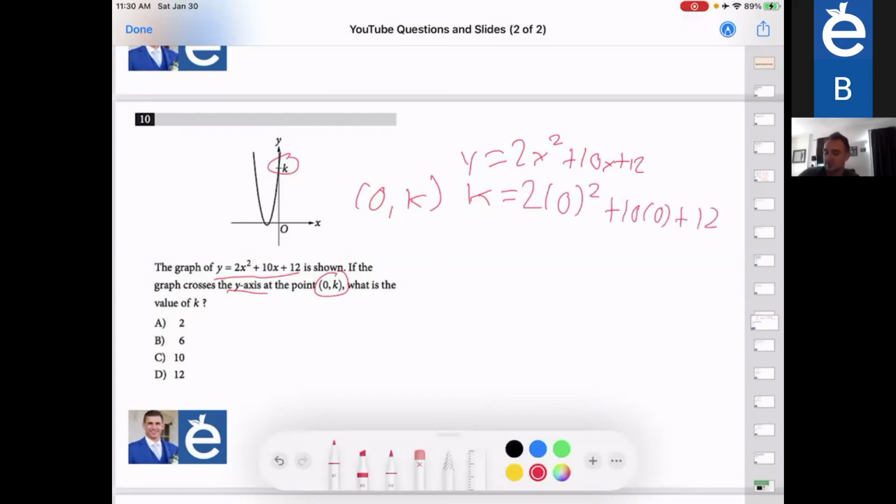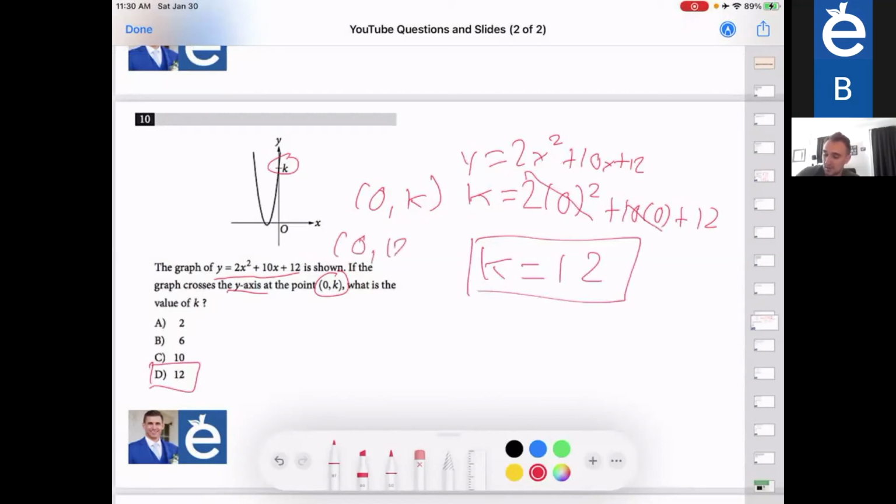So 0 squared will make that whole term 0. 10 times 0 will make that whole term 0. So the only thing that's left is 12. So k is equal to 12. That's my answer, D, and that will complete that point, make that point 0, 12.